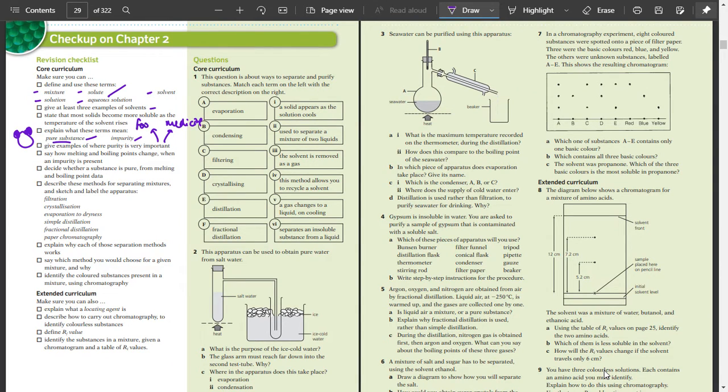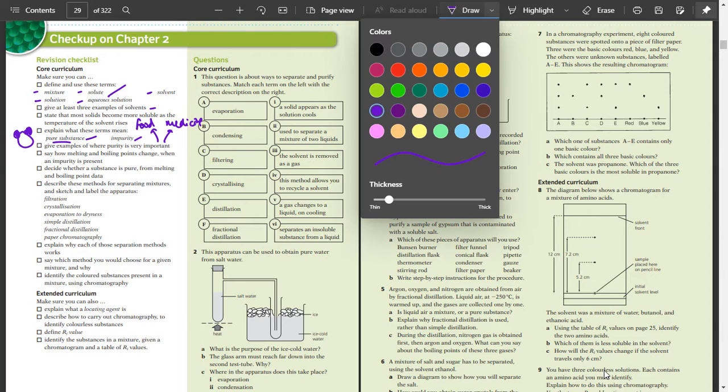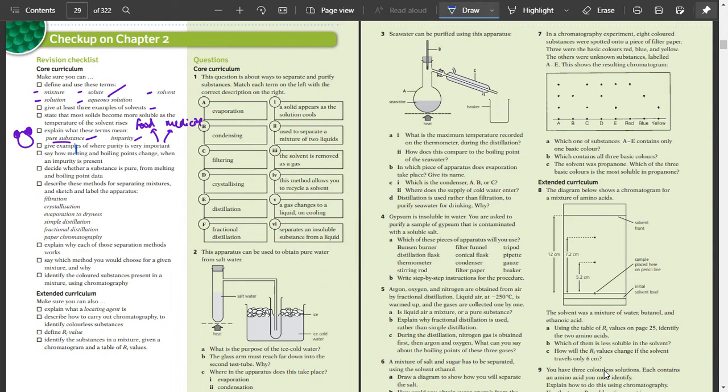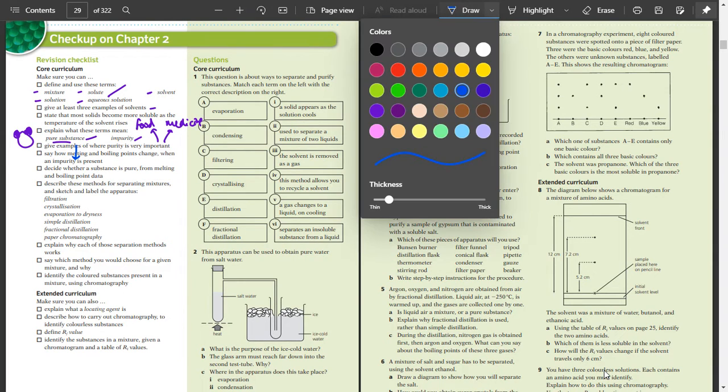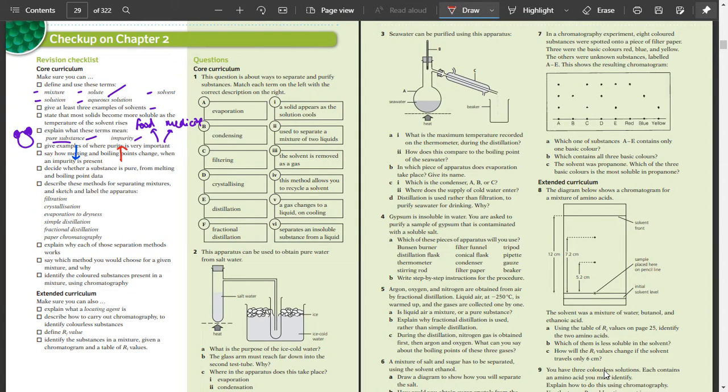Okay, so food and medicine. Say how melting points and boiling points change when impurity is present. The melting point deflates and the boiling point rises. Decide whether a substance is pure from melting and boiling point data.